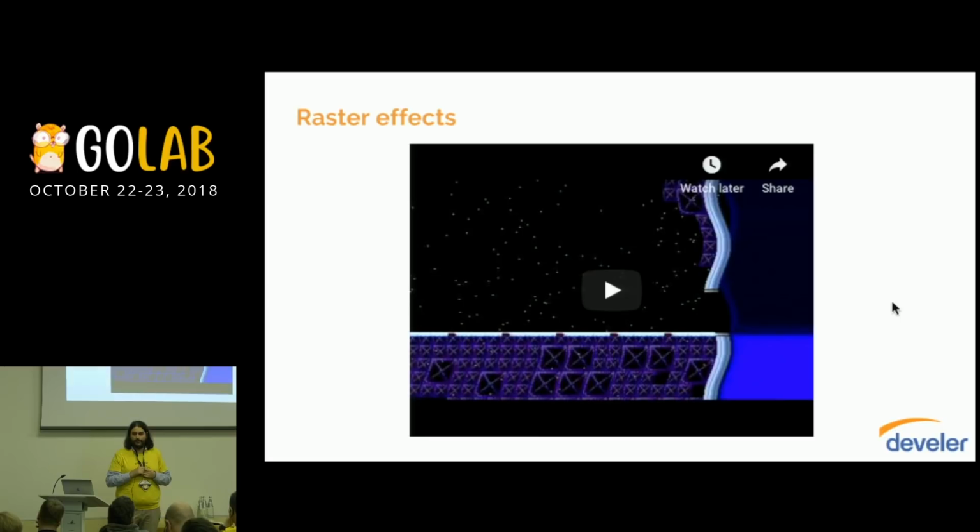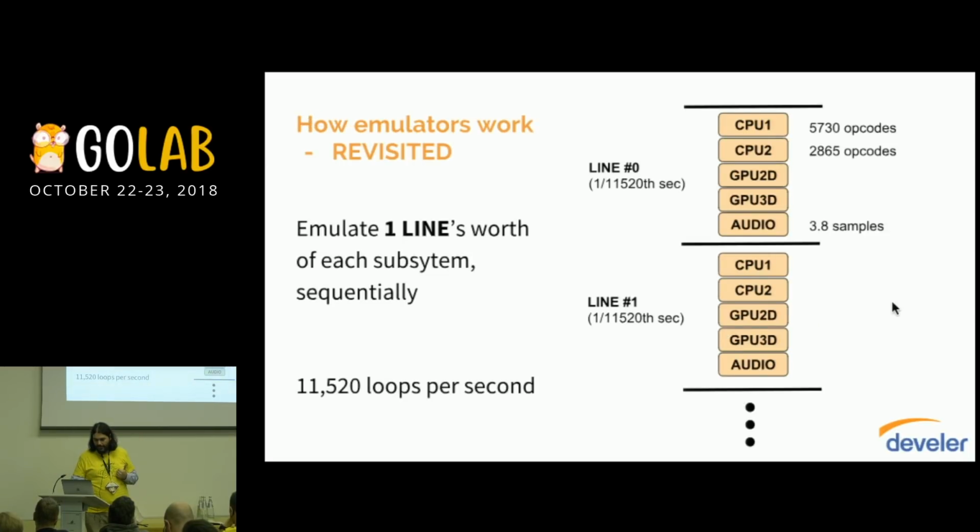So if the CPU changes a GPU register, sends a command to the GPU every line, and needs to affect the drawing every line, you cannot interleave frame by frame because it's too coarse. You would lose effects like this. So what we actually do in emulation, instead of interleaving every frame, is we interleave every line of the screen.